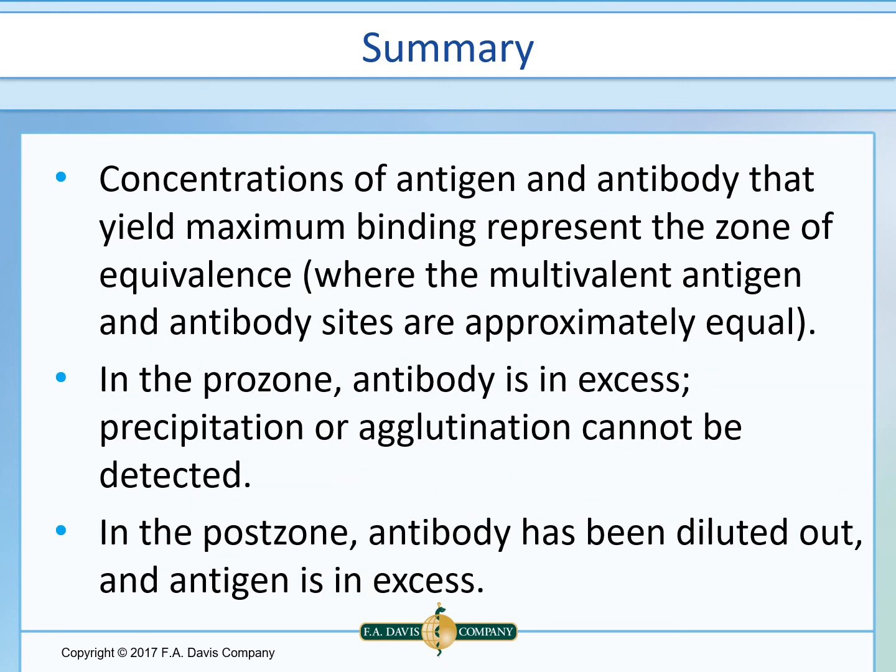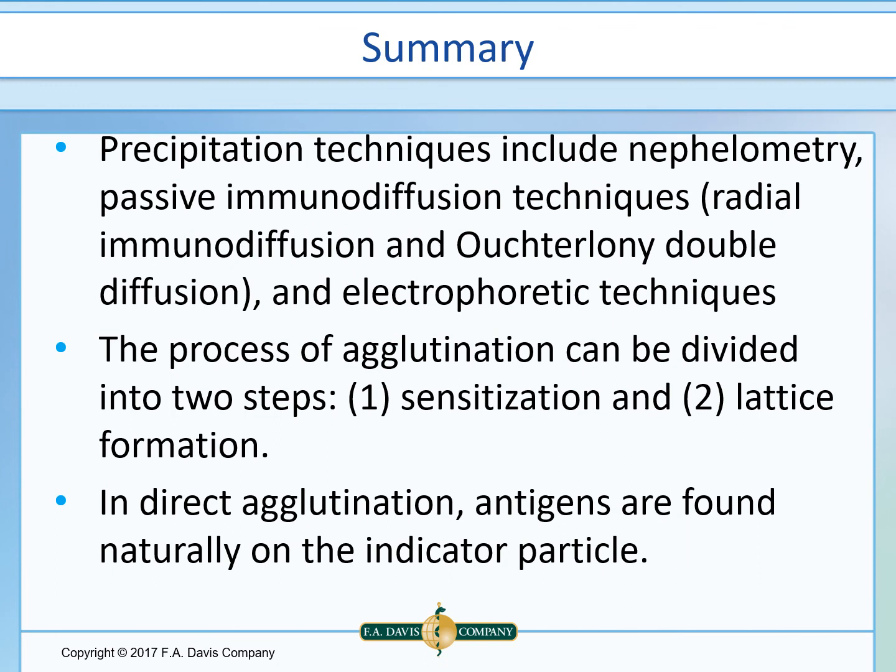The zone of equivalence is when concentrations of antigen and antibody yield maximum binding. So this is where the multivalent antigen and antibody sites are approximately equal. Prozone indicates antibody is in excess and precipitation or agglutination reactions won't be observed. Postzone is when antigen is in excess, and similarly, precipitation or agglutination would not be observed. Precipitation techniques include nephelometry, passive immunodiffusion techniques, including radial immunodiffusion and Ouchterlony double diffusion, and electrophoretic techniques.